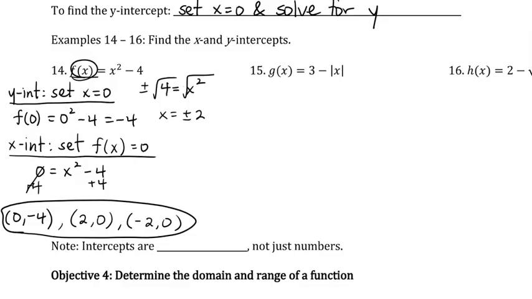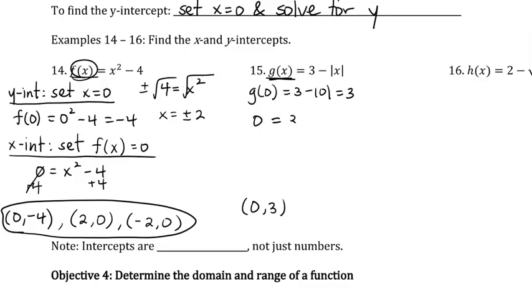Example 15, let's find the y-intercept by setting x equal to 0. 3 minus the absolute value of 0 is simply 3. So our y-intercept is the point 0, 3. To find our x-intercept, we need to set the entire function equal to 0. So I'm replacing g of x with 0.